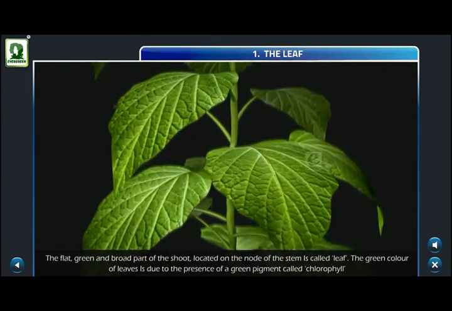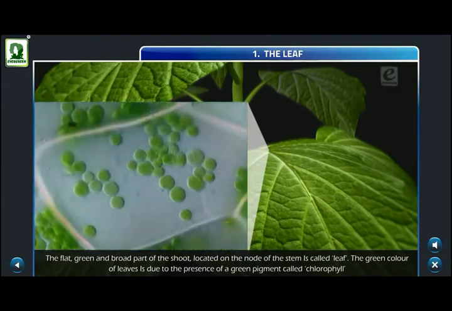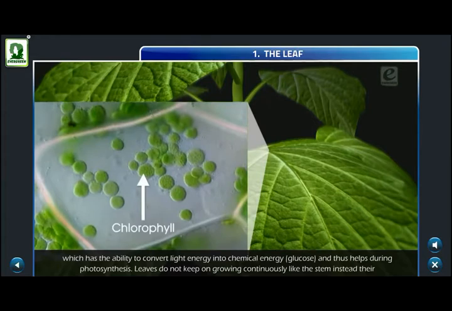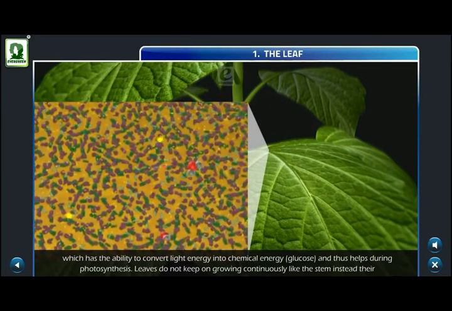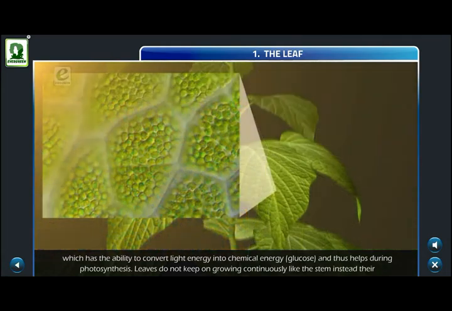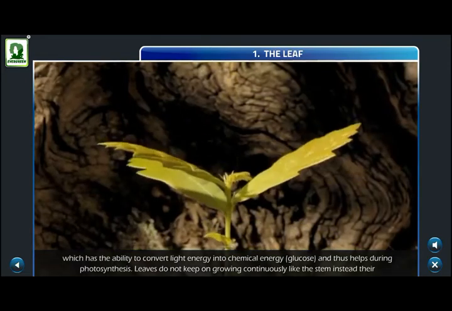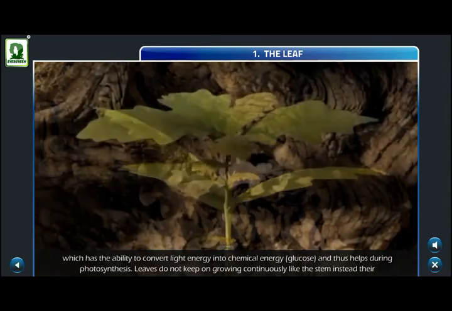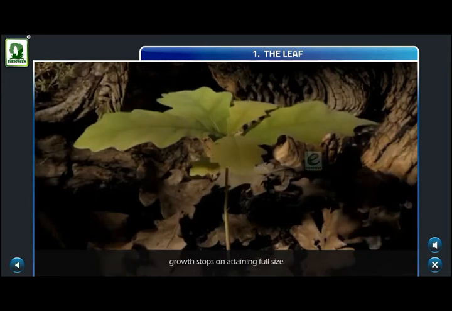The green color of leaves is due to the presence of a green pigment called chlorophyll, which has the ability to convert light energy into chemical energy, glucose, and thus helps during photosynthesis. Leaves do not keep on growing continuously like the stem. Instead, their growth stops on attaining full size.